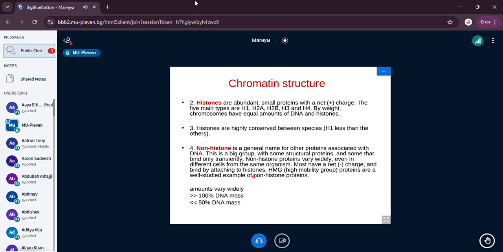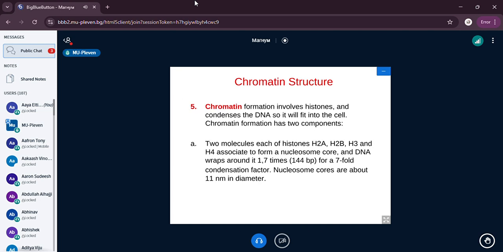The amount of non-histones varies, as I said. It can be more than all the DNA, or less than 50% of the DNA mass. It depends on the stage of development of the cell, on the type of tissue of the cell, etc.